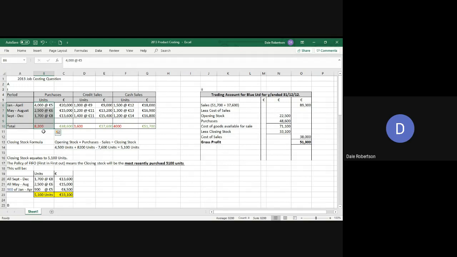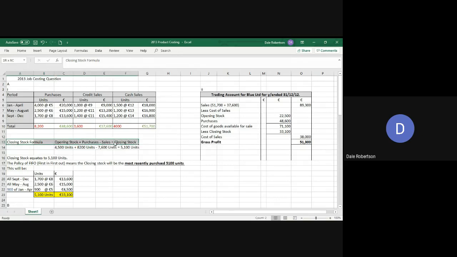Now let's explain what these numbers are. This is the amount of purchases for the whole year, 8,200 units, and it cost 48,600 to purchase that. And then the sales are 3,600 units of sale on credit and 4,000 units of sale for cash. And those sales equate to 37,600 there and 51,700 here. So that is the sales, and this one here is the purchases. Now, why do we need to calculate all of that? Because we're trying to establish our closing stock.